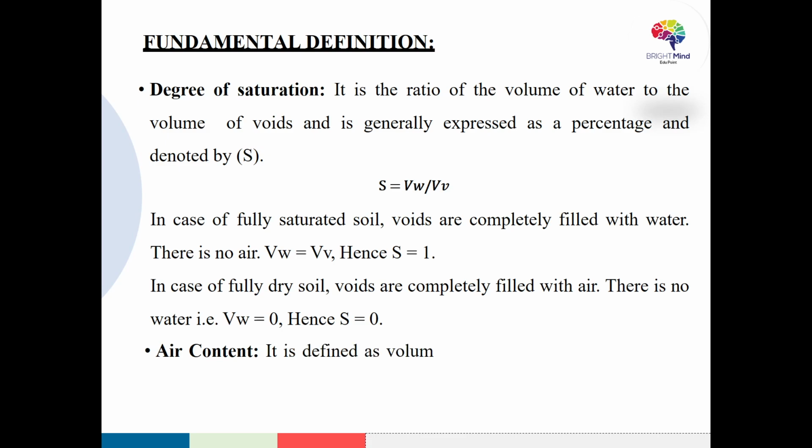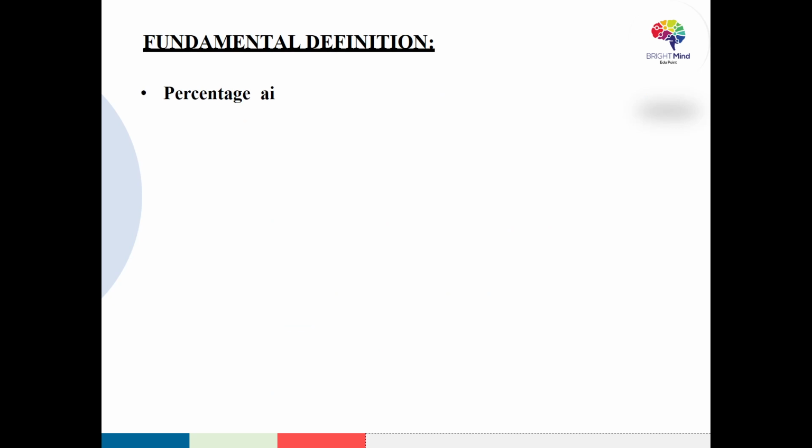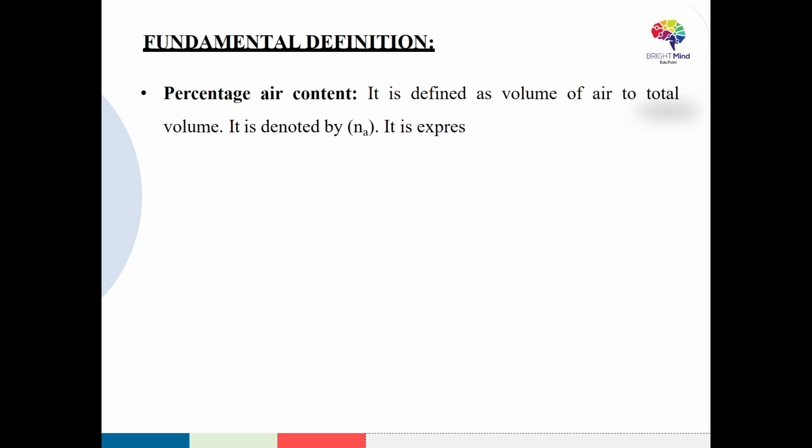Fifth is the air content, which is defined as the ratio of volume of air to the volume of voids. It is denoted by AC. The next fundamental definition is the percentage air content. Percentage air content is basically defined as the ratio of volume of air to the total volume. It is denoted by na, and like degree of saturation and the water content, it is also expressed in percentage.